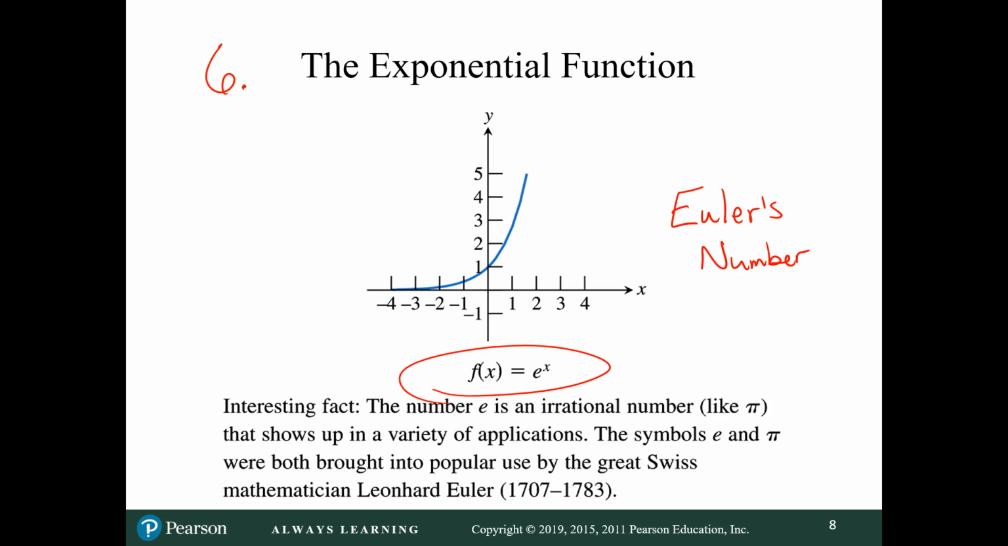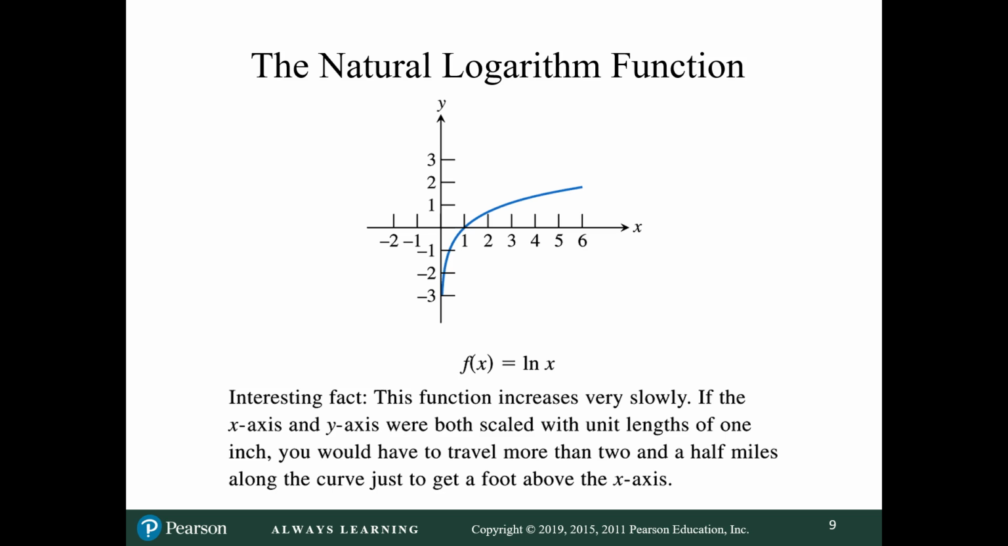Okay, the exponential function. That's half of them. We're halfway through all our functions. Number 7 is the natural log function, which is the inverse of the exponential function. They're inverse functions of each other.